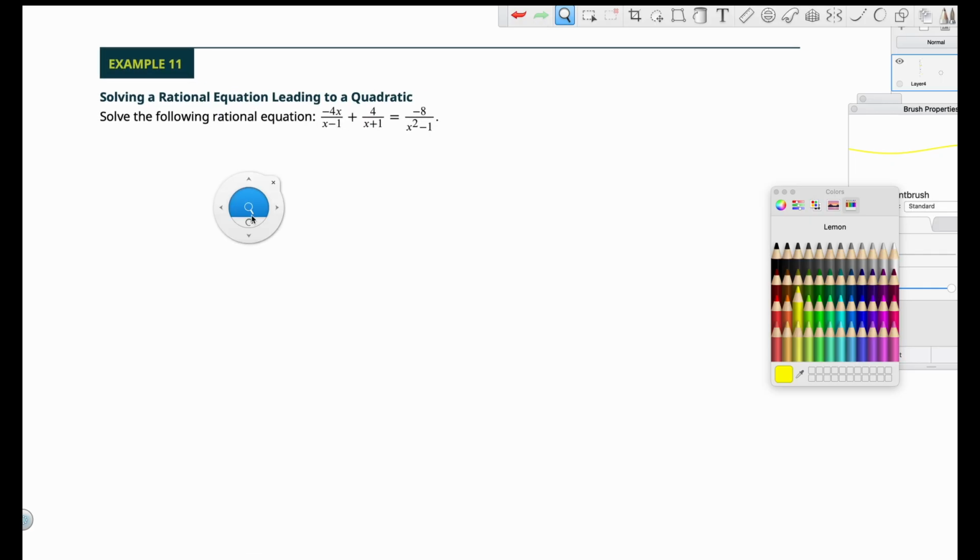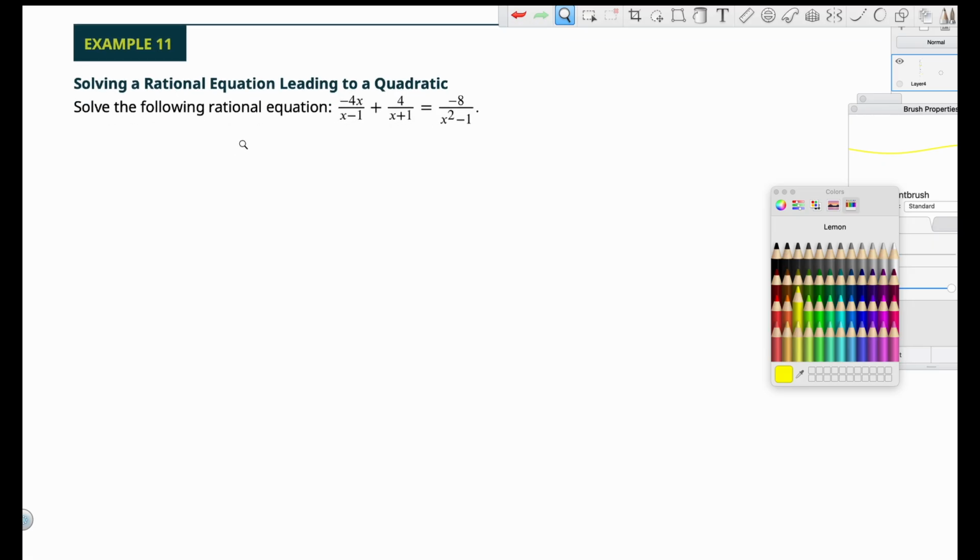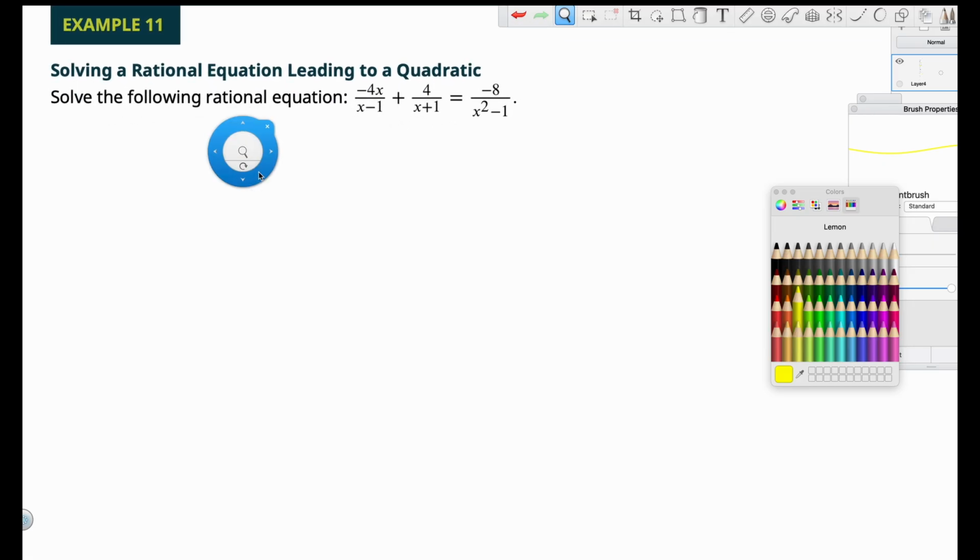Number 11. Solving a rational equation. Rational meaning we have a fraction, a ratio, right? Leading to a quadratic. Okay. So let's take, I'm just going to rewrite this here. You got a lot of space on your paper for this one. So maybe let's rewrite it with a little bit of space between each of these terms.